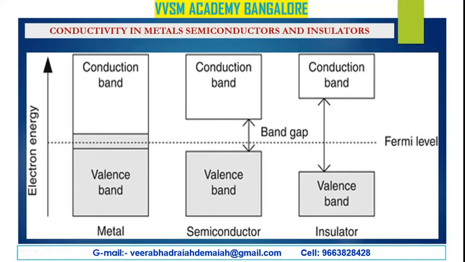That means the properties of metals, semiconductors and insulators depend purely on the Fermi level. The forbidden gap, the band gap, is a very important phenomenon in the conductivity of metals, semiconductors and insulators.